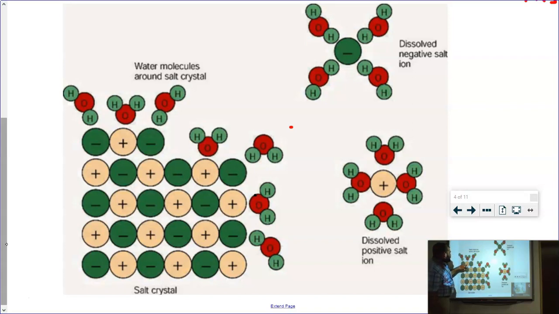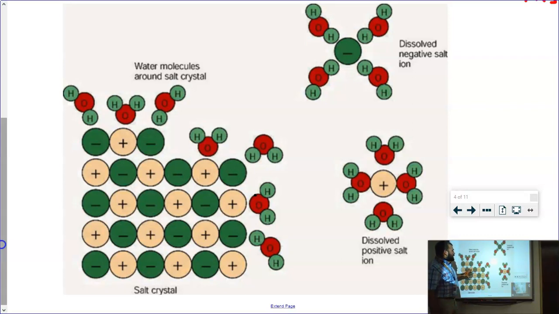Instead, now I have green and like these tan circles. Again, we're going two-dimensional on this slide, but this grid of green and tan pluses and minuses are trying to represent the ionic compound like I was trying to in the last slide. All right? Here's what happens. I've got a whole bunch of waters. These little Mickey Mouse looking guys. Those are waters. Okay? Oxygen in the middle, 2 hydrogens on either side, H2O. That's the formula of water.